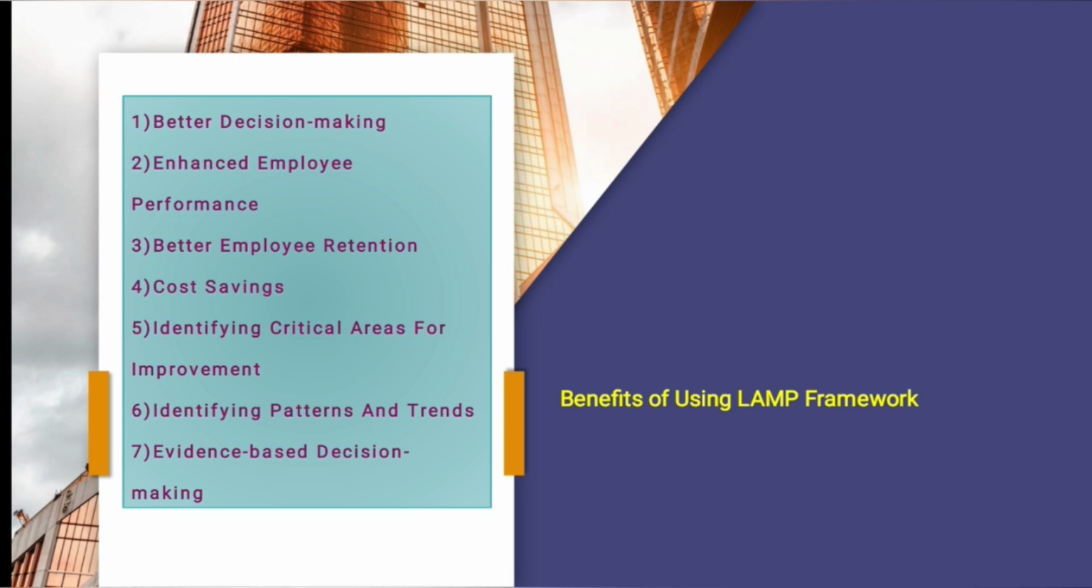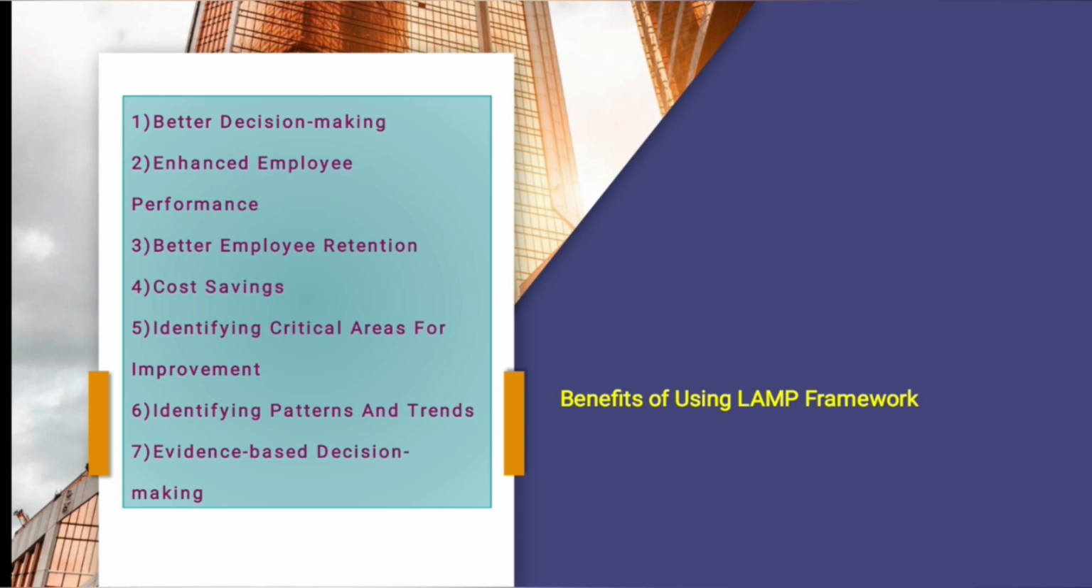First one is better decision making. The LAMP framework helps the organization make better decisions. For example, if the organization notices that employees trained in a particular software perform better, it can decide to train all employees in that software to improve efficiency. So it is the first benefit of better decision making. Next point is enhanced employee performance. If it identifies the factors affecting performance, a company can apply targeted methods to improve productivity. So this is the second benefit.